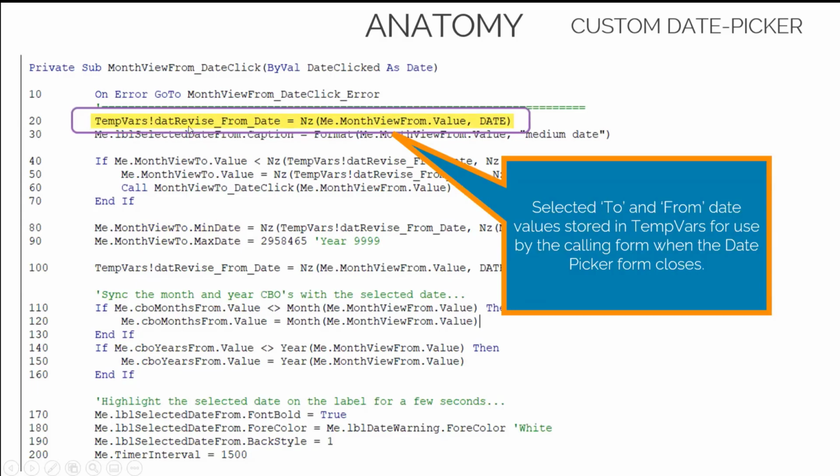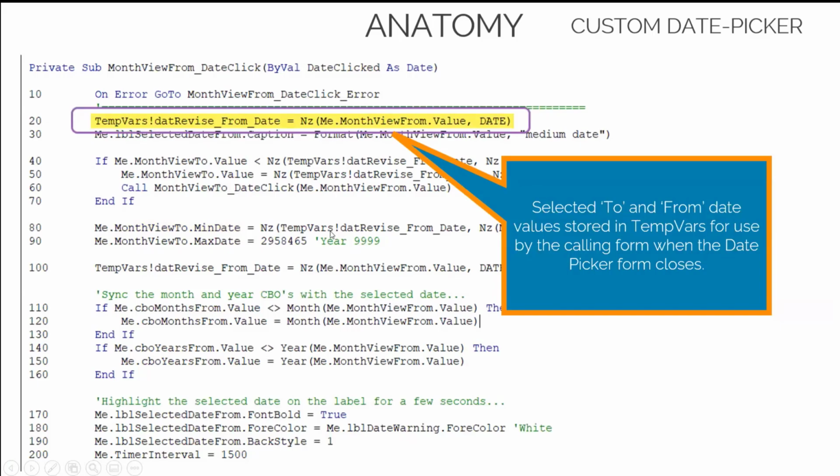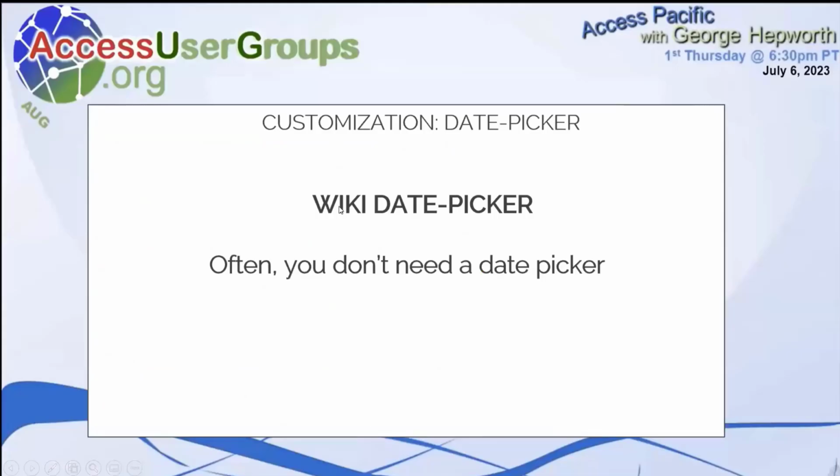Yeah, and we're putting the selected values into a temp var. So that's where you manually select the dates using a calendar picker.